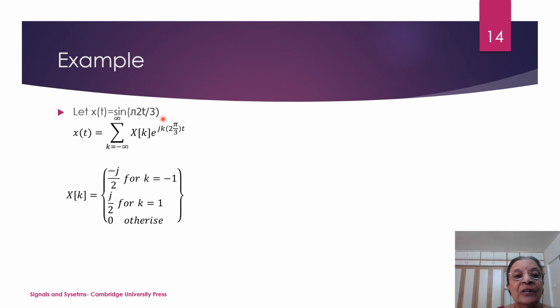So see here, this t is scaled by a factor of 2. Instead of writing pi t by 3, I am writing 2 pi t by 3. So 2 pi t by 3 will be the corresponding omega, and the corresponding Xk will remain the same. Only this omega will change to alpha omega.